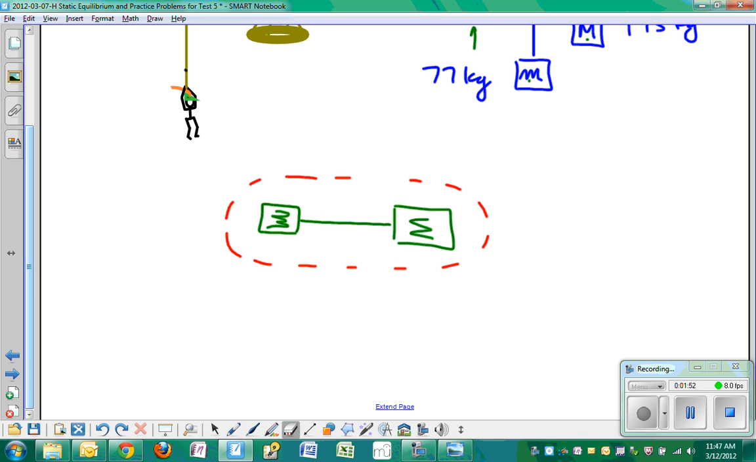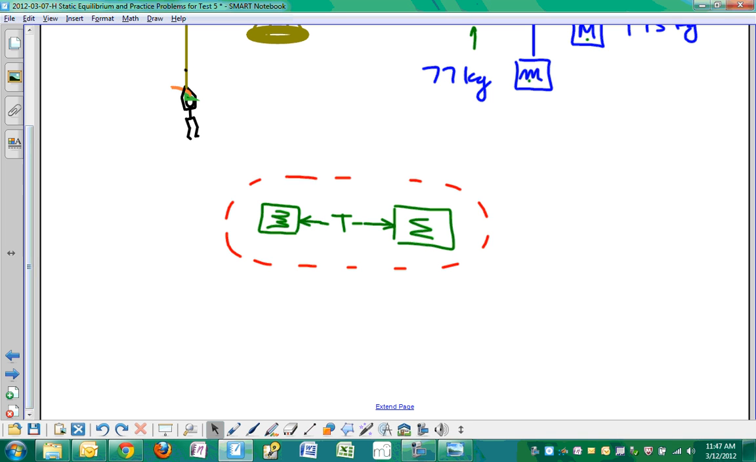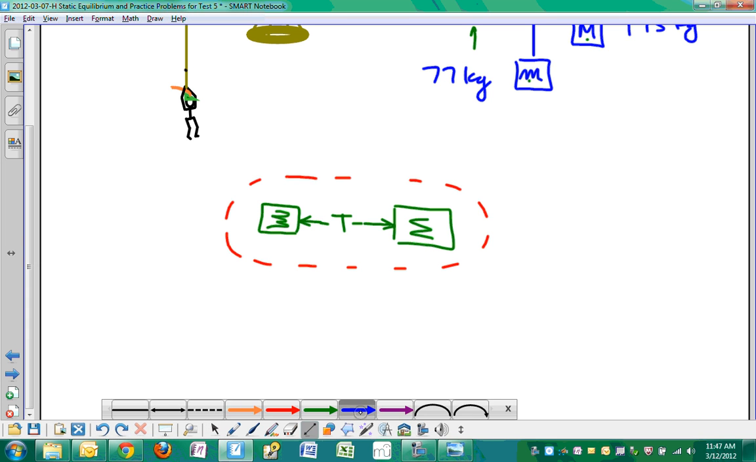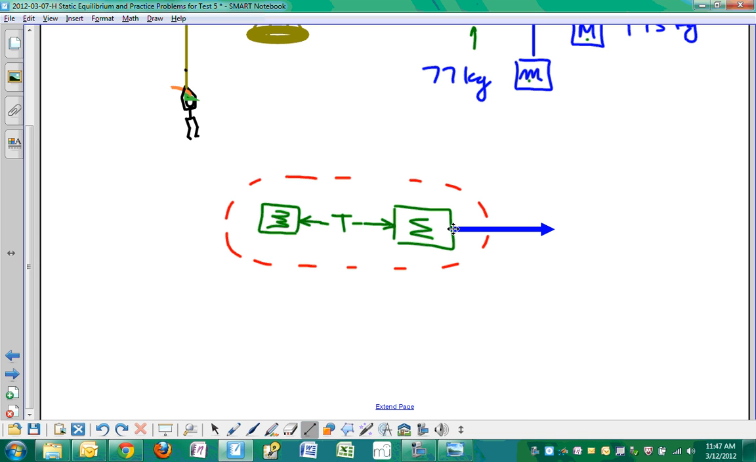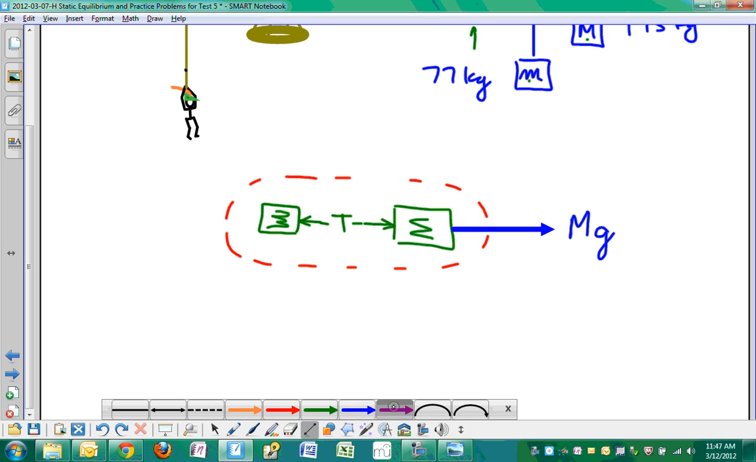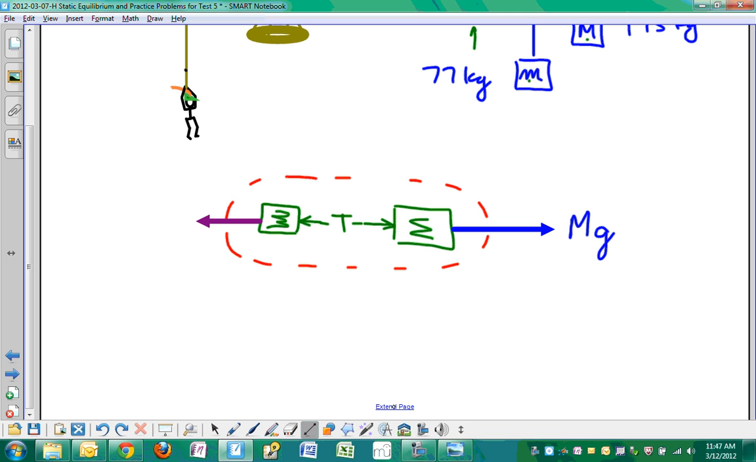And now the tension in the string, because we have put these two together into a system, is internal to the system and will not affect the acceleration of the system. The only things that will affect the acceleration of the system are forces acting across the system boundary. So what we do is we say that this force acting this way is big Mg, and this force acting this way to the left, the negative direction, notice I drew it smaller, is little mg. So we have these two forces working against each other, so our net force is going to be the difference between them, and the mass that's being accelerated is the total mass of the system.